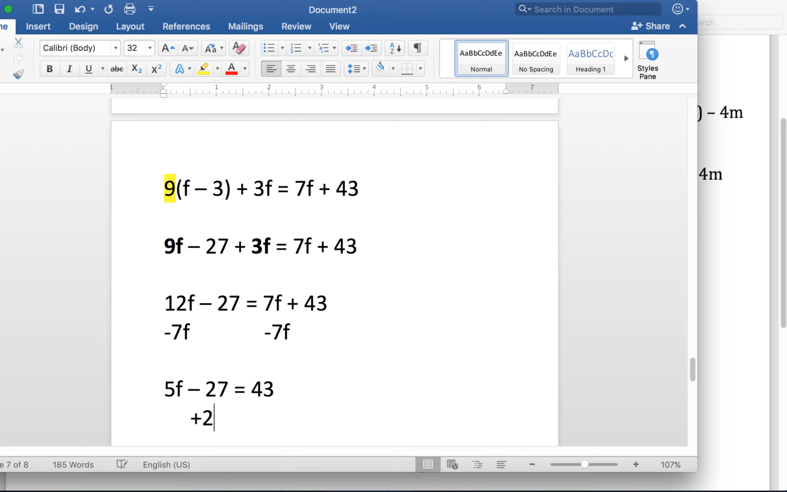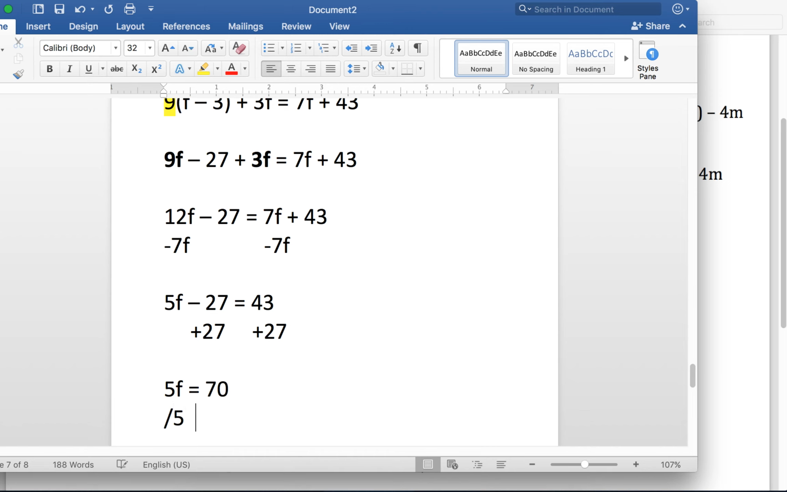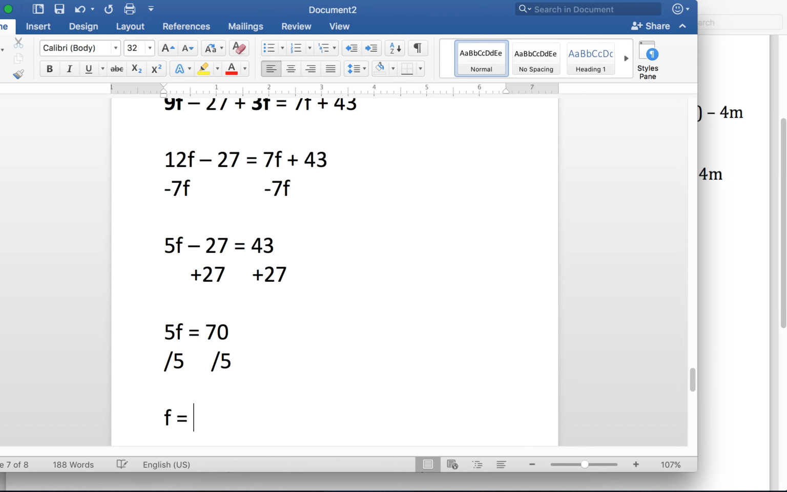We're going to add 27 to both sides to get rid of that minus 27. We get 5f equals 70. We divide by 5, and we get f equals 14.